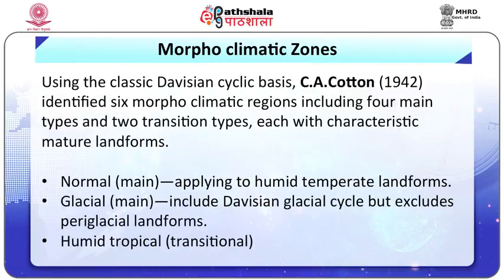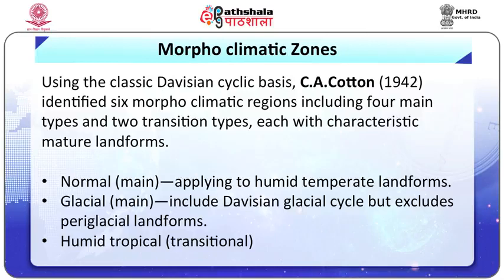Using the classic Davisian cycle as the basis, C. A. Cotton in 1942 identified 6 morphoclimatic regions including 4 main types and 2 transition types, each with characteristic mature landforms. First, normal, applying to humid temperate landforms. Second, glacial, including Davisian glacial cycle but excludes periglacial landforms.